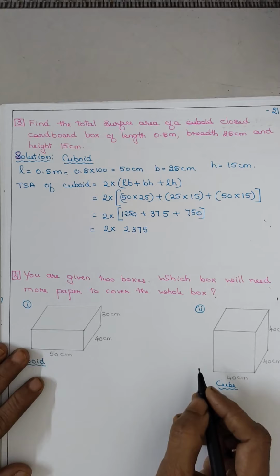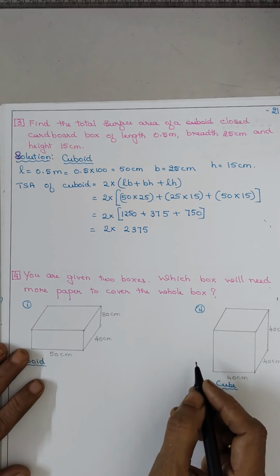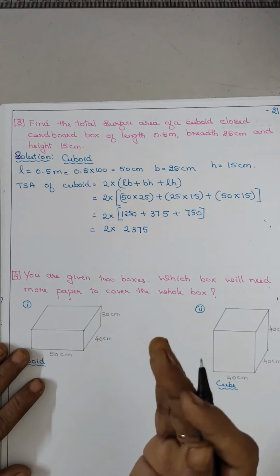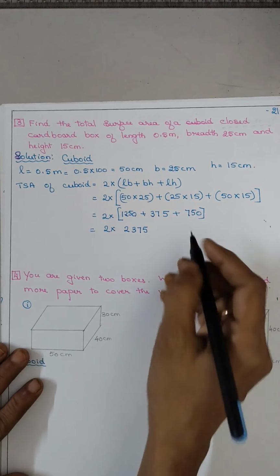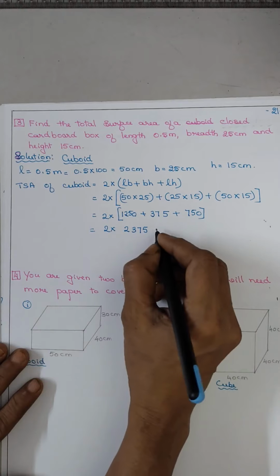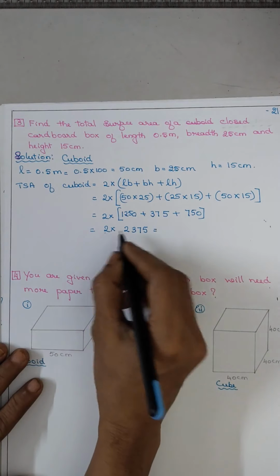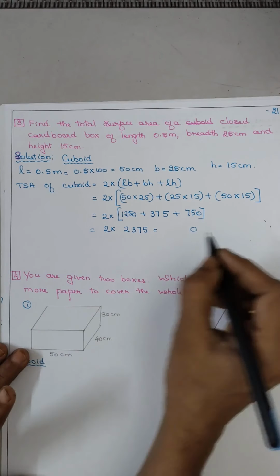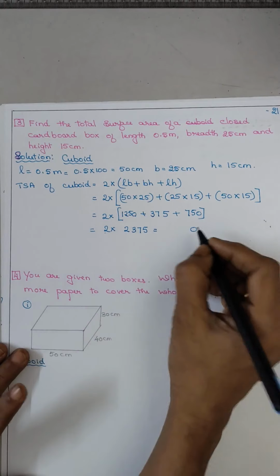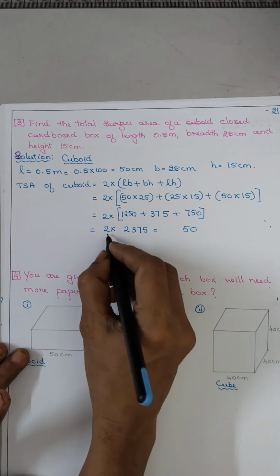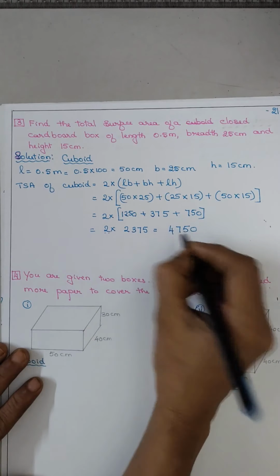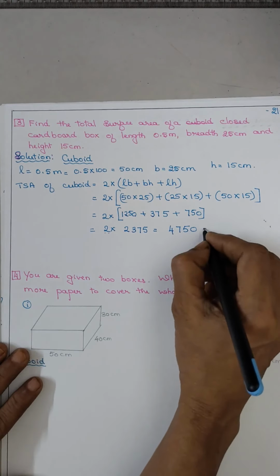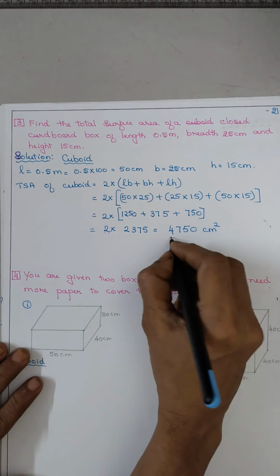Horizontal addition, you have to be confident now. Ones place, tens place, hundreds, thousands, like that you add. Now you will write how much? 2 5s are 10, 2 sevens are 14 plus 1 15, 2 threes are 6 plus 1 7, 2 twos are 4, 4750 centimeter square.